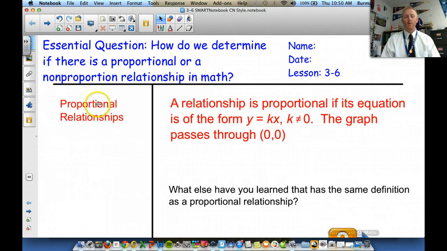So, proportional relationships, just by definition, means a relationship that has the form of y equals kx, where k cannot be equal to 0, is proportional. They make straight lines and they have to go through (0, 0). So that's really what a proportional relationship is. From 3.4 we talked about direct variation. Every direct variation equation is proportional.